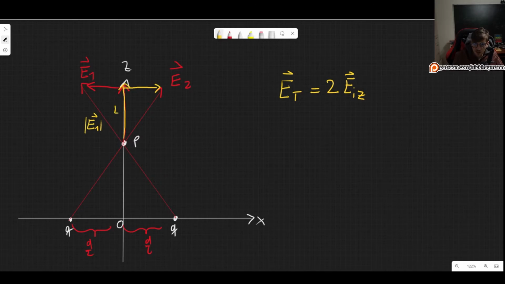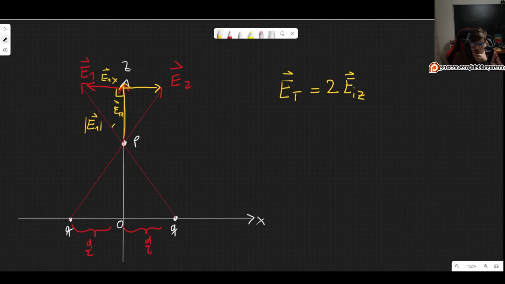And this here is going to be vector E1 in the z direction, while this thing here is vector E1 in the x direction, right? And this is a vector. You can, of course, also calculate its magnitude. So we have a right triangle. And what we now want to do is decompose our electric field E1 into its components in x and z direction. And we just want the z direction, so that's the one that we will keep.